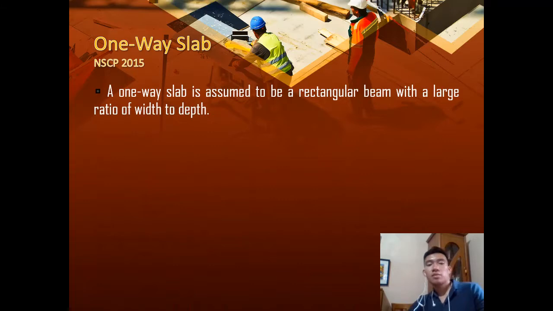Now, guys, we move on to the design of the one-way slab. First, a one-way slab is assumed to be a rectangular beam with a large ratio of width to depth. So, as you noticed, we have a rectangular beam here, because when we design a one-way slab, we assume it as a rectangular beam. This means the concepts in designing a rectangular beam are applied here to the one-way slab.